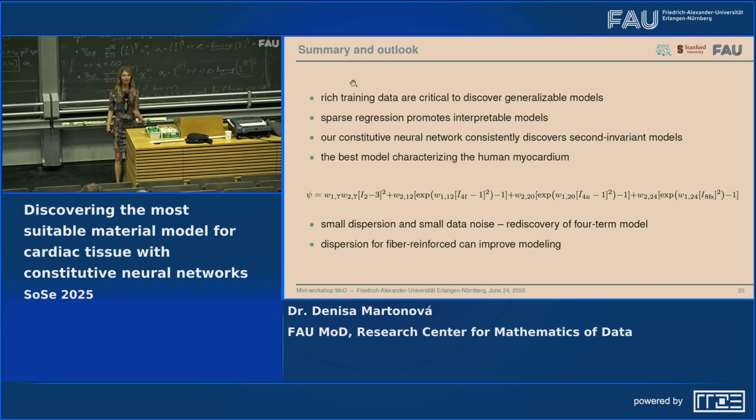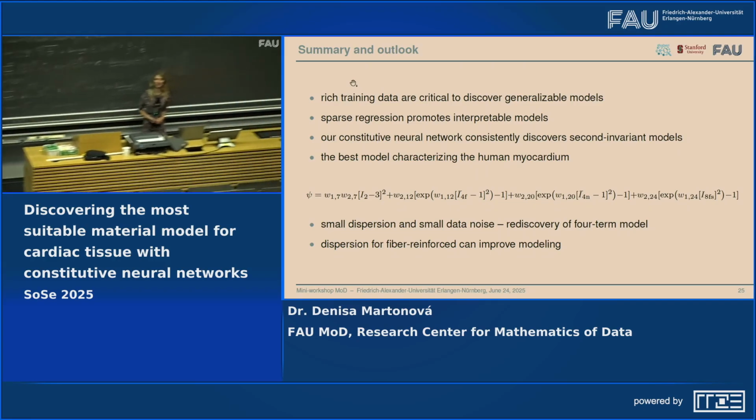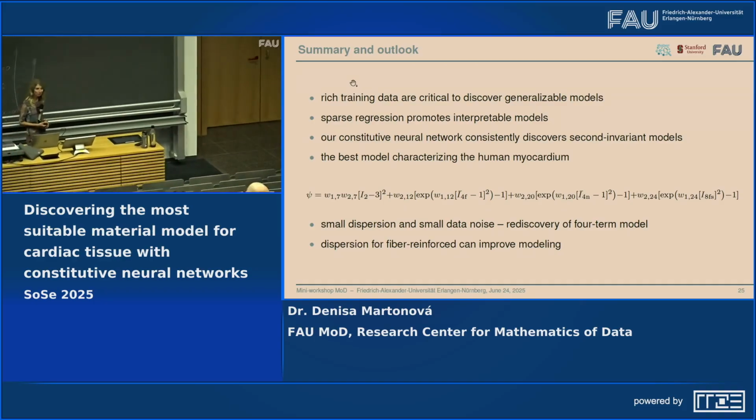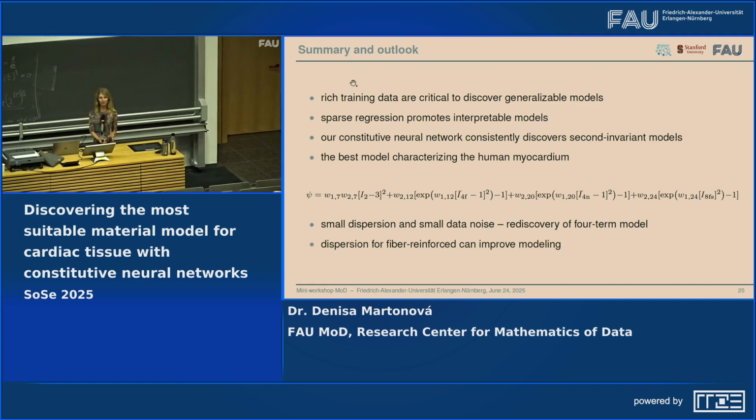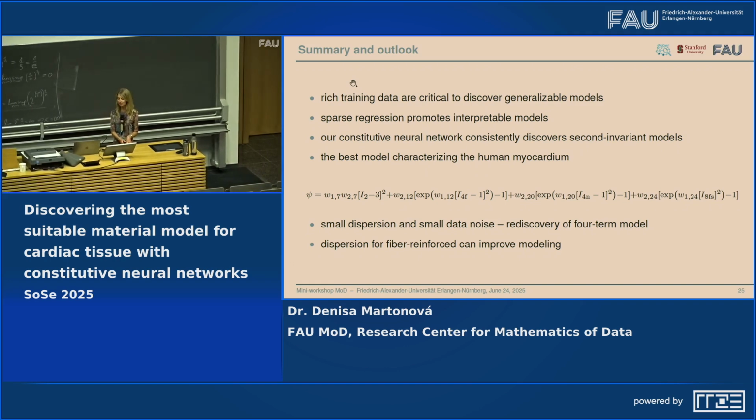Good, so here I would like to sum up. I tried to show you how we used AI or physics-informed neural networks to discover a very specific model for human myocardium. Here we could discover a four-term model depending on one isotropic invariant, which is the second invariant, and two invariants in fiber and normal direction, and one coupling invariant.